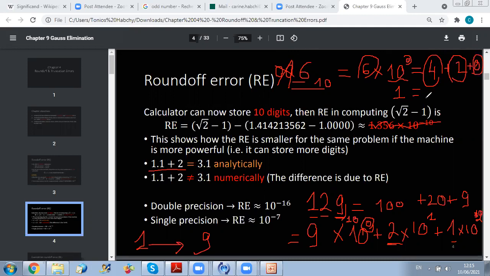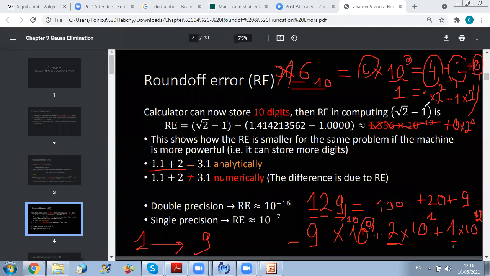You can say that 4 is 1 times 2 power 2. And you can say that 2 is 1 times 2. And you can say that 0 is 0 times 2 to the power 1, plus 0 times 2 power 0.